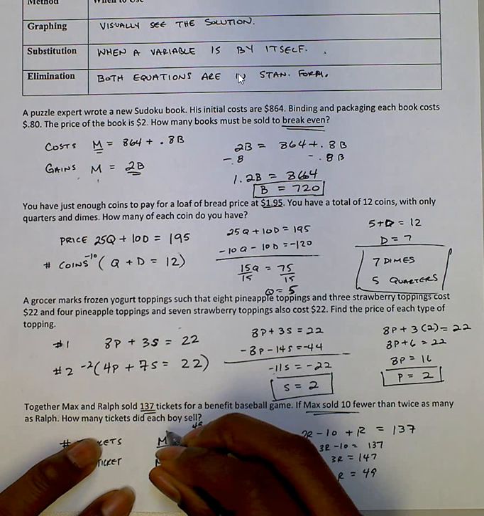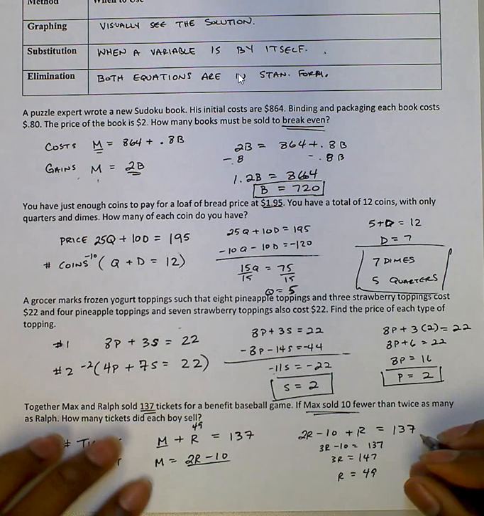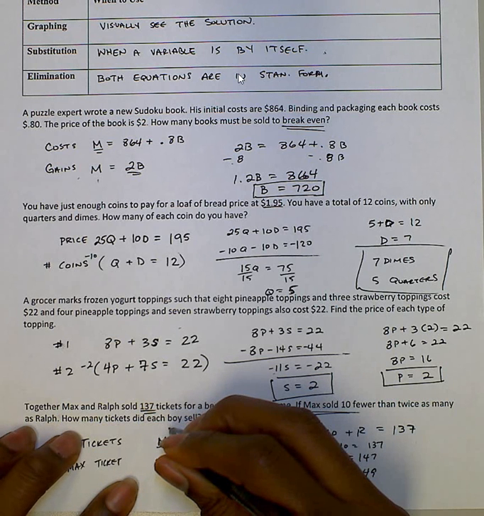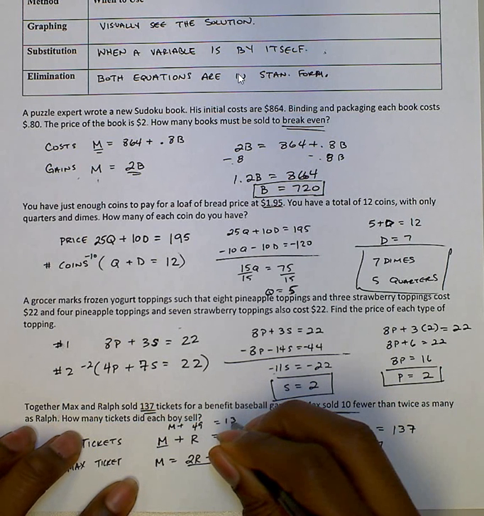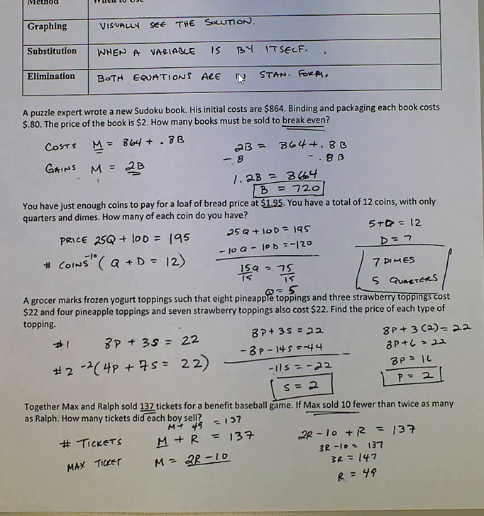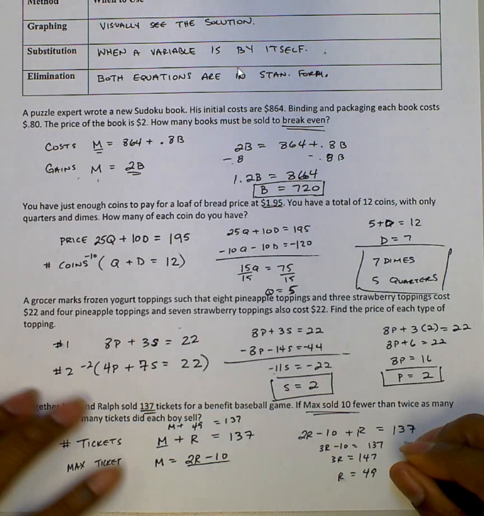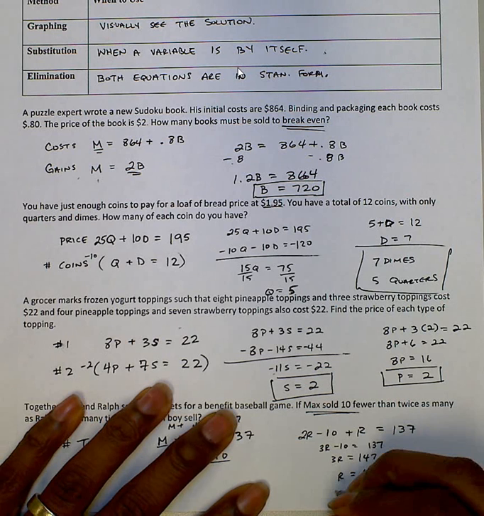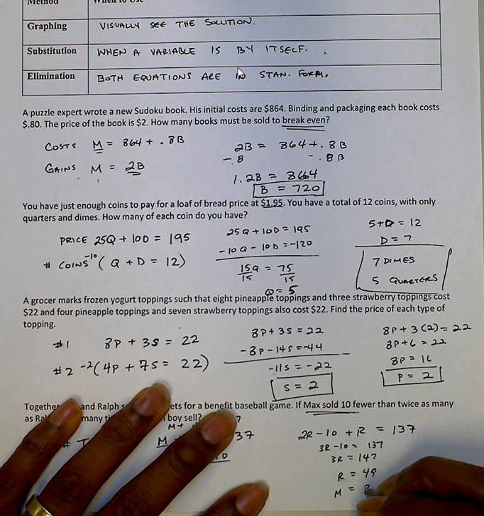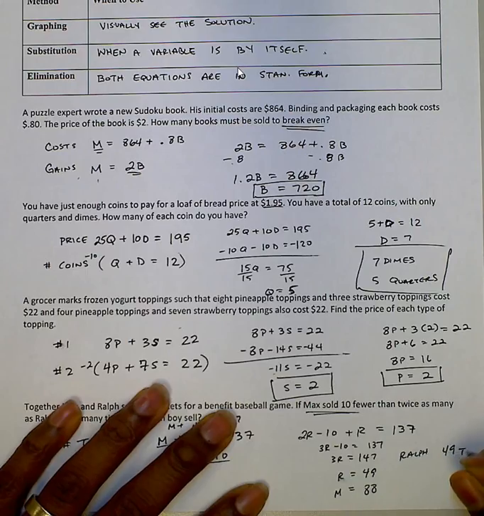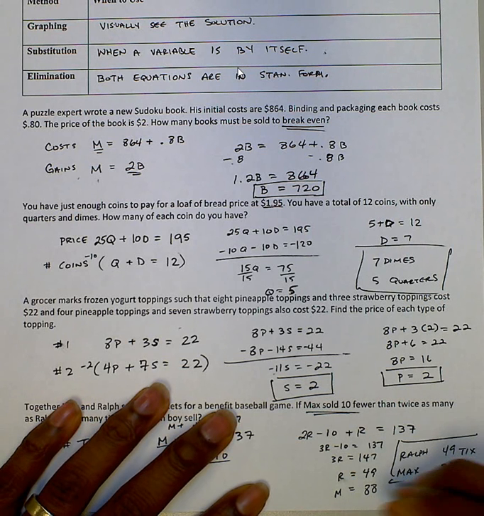And that means we can find out how much Max sold. M plus 49 should equal 137. I think that's 88, but I'm not 100% sure. 137 minus 49, 88. And so Max sold 88 tickets. So Ralph 49 tickets. Max 88 tickets. One thing that I will say, please don't fall in love with X and Y.